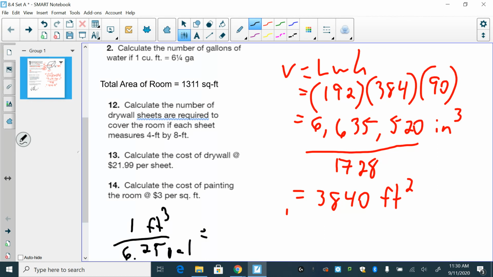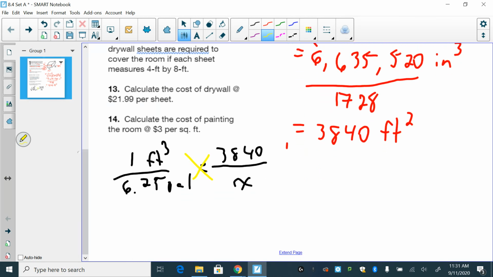Now, I have the feet answer. Feet goes in the numerator. So 3,840 goes in the top because that's where I said feet cubed is going to be. And I put an X down here because I'm solving for gallons. And you're going to cross multiply. So we get X equals, and so you've got 6.25 times 3,840 equals, now I've got 24,000. And so that's gallons.